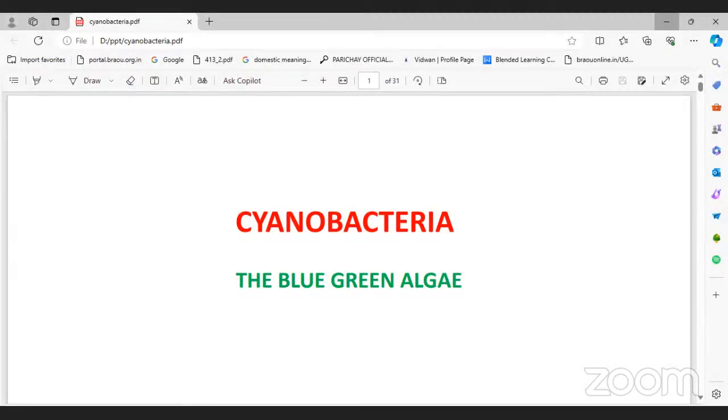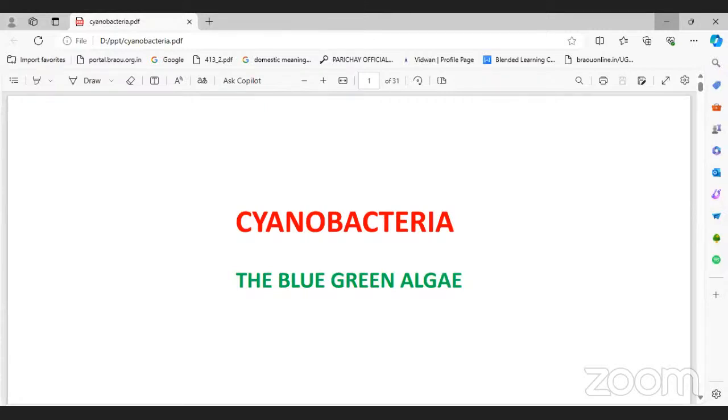In thallus, in general, they grow in aquatic and terrestrial habitats. That is common, and they also show symbiotic nature. What is symbiotic nature? Some of the algal cyanophyte members show the symbiotic nature.